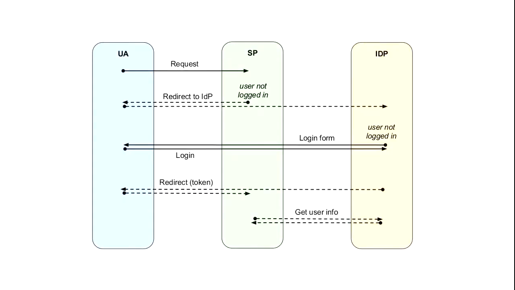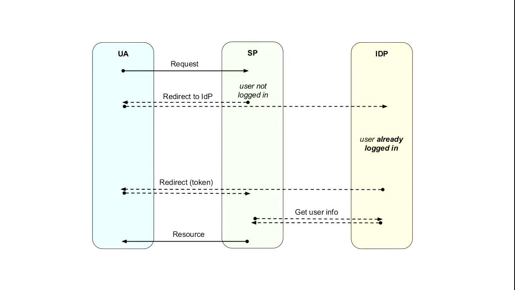If it's the latter case, that's what this step here is, get user info. So it will then use the token to obtain from the identity provider an identity assertion. This step occurs in OpenID Connect, but not in SAML. And then finally, the service provider knows who the user is, is able to authorize the action and return a response. Okay. Is everyone still with me? Cool.